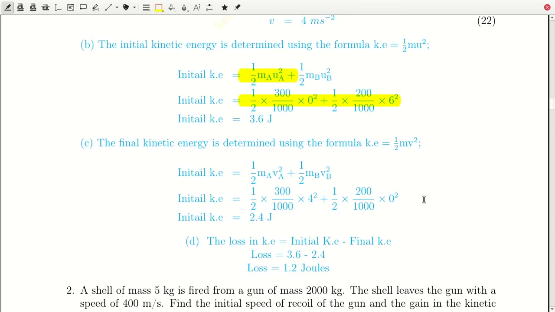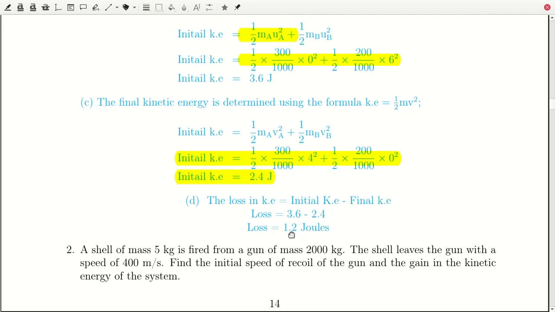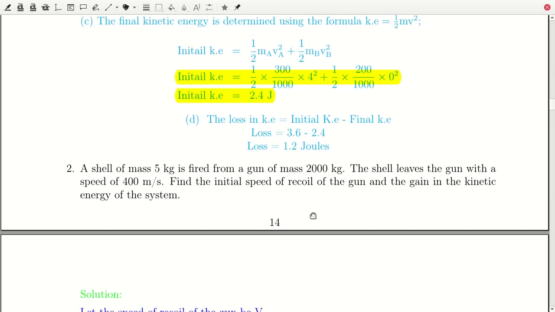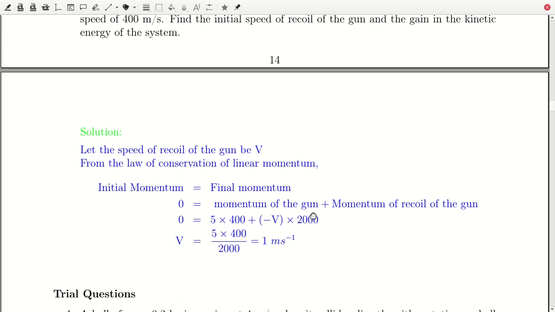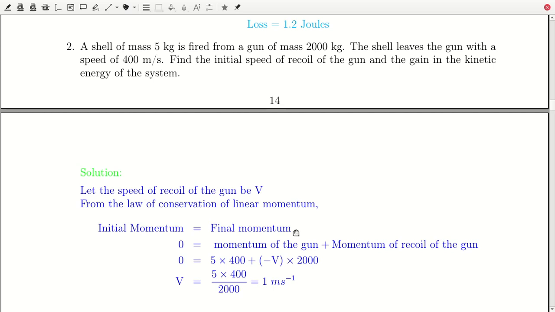So we do the same for the second set, after collision, and we get our kinetic energy as 2.4 joules. If you subtract the two, what you get will be the loss in kinetic energy. So we do the same to this. Do the same.